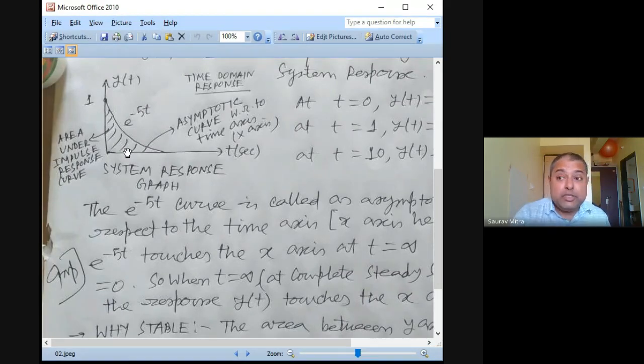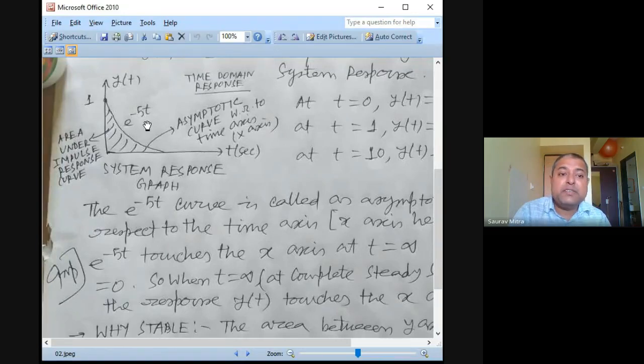That is, smaller is the time constant, larger is the value of a, then it will be faster. So in that case we have seen that e raised to minus 10t will be falling very fast, e raised to minus 5t is this, e raised to minus 3t will be a little flatter, e raised to minus 2t will be flatter. Flatter means it will touch the ground at a later instant, but it has to touch the ground because e raised to minus infinity is 0.